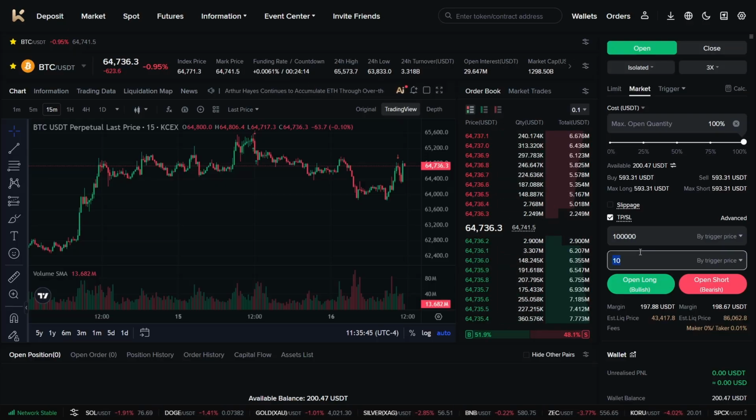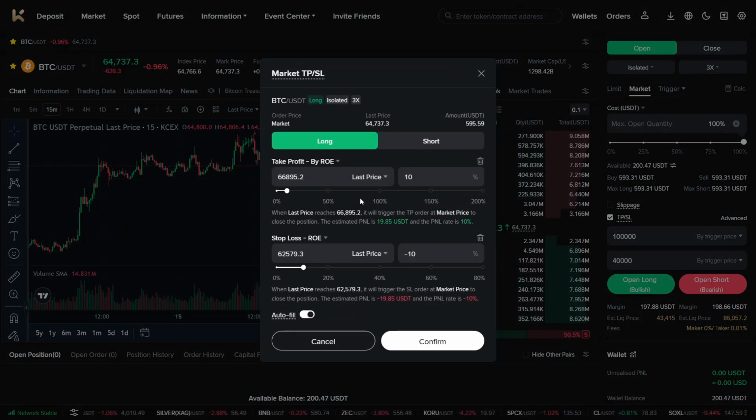We can do this. And then on the downside, maybe about 40,000 to cut our losses. There's also advanced options. We can set our take profit and stop loss by ROE. This measures the return percentage on the margin you use to open a leverage position. So this includes our 3x leverage.